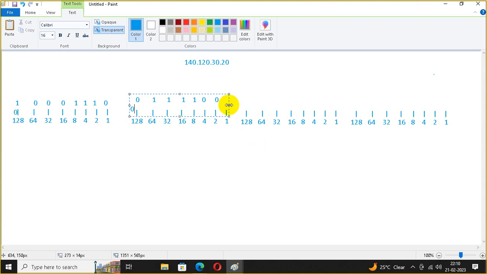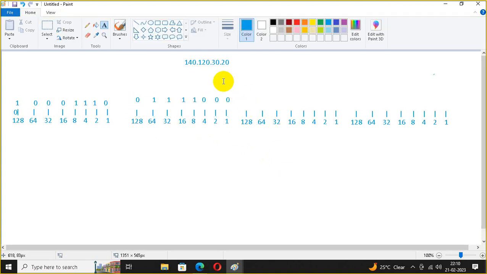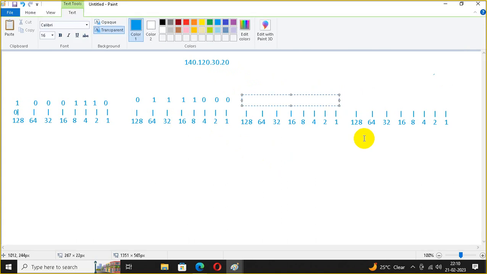Now it's clear. Okay, now tell me how I can make 30 here. 16, then 8 plus 4, plus 2. 24, 28. Very good. Then 0, 0. Now it's clear.